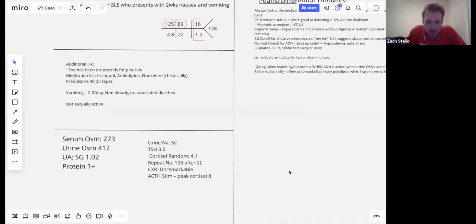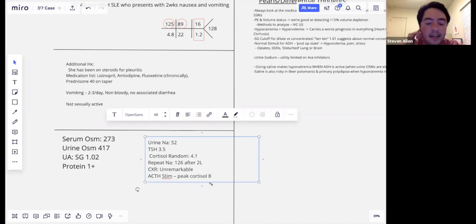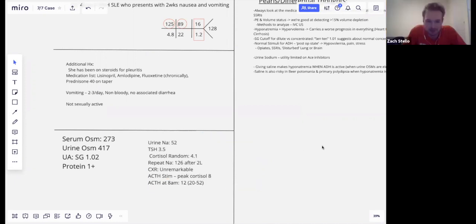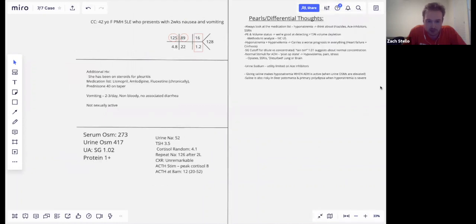What was that last number you gave us? Yeah. Her ACTH level at 8 a.m. was 12, and the reference range for that is 20 to 52. Well, yeah, I guess that's lower than expected. I feel like I'd kind of expect that if she's chronically on cortisol anyway. I'd expect it to be lower than the normal limit.